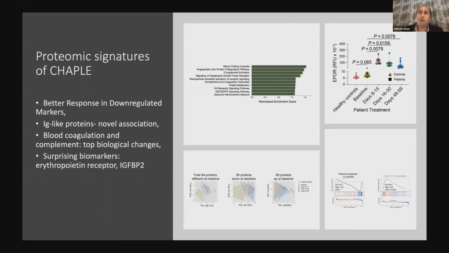Since CHAPLE disease causes numerous systemic alterations, we hypothesized that the overall proteomic composition may be altered in these patients, and we carried out proteomic profiling using the SomaScan platform that measures 1,300 proteins in the serum. We discovered CHAPLE patients had 94 proteins abnormally regulated at baseline. It was surprising, given protein-losing enteropathy, that there were more proteins upregulated compared to downregulated ones. Among top functional changes were coagulation and complement systems. Interestingly, the downregulated proteins displayed a better response to treatment, as shown in this principal component analysis.